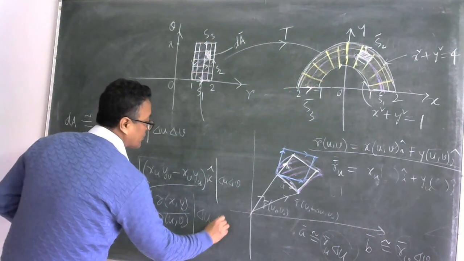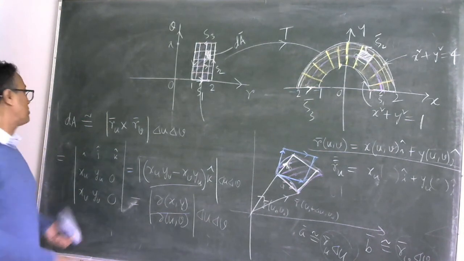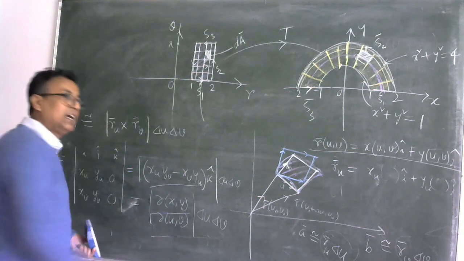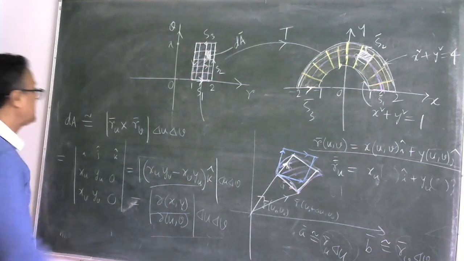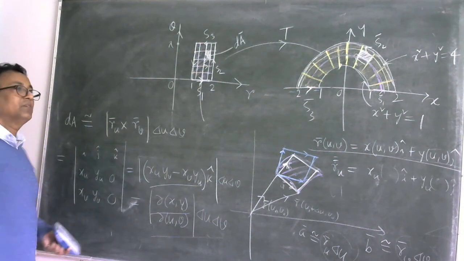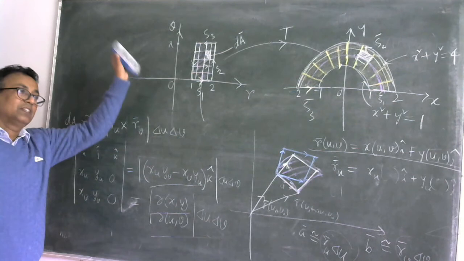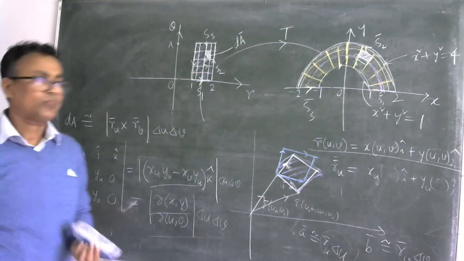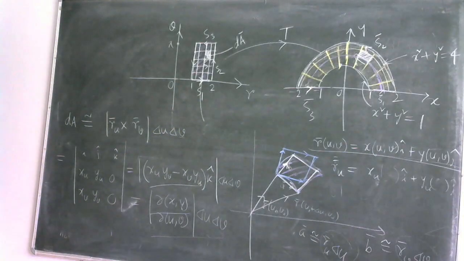Fine. And so then what happens? This dA you simply replace by this, and if you take the Riemann sum, eventually they are going to become du dv. So that is the story behind all of this. I hope whatever I have explained is going to be helpful to you. So thank you.